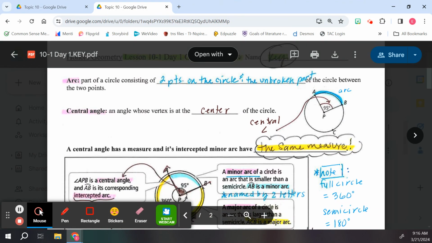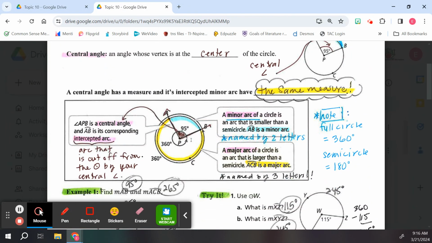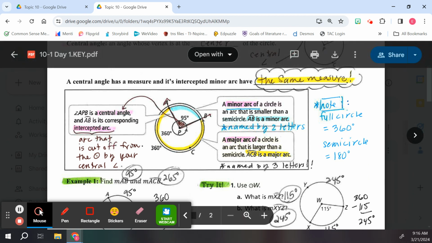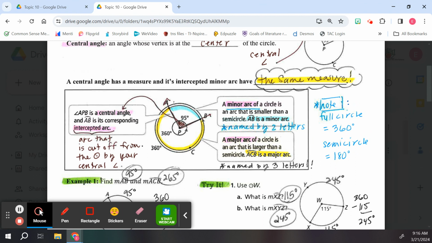Okay. So here's some information that is actually pretty substantial for you. Angle APB is a central angle, and arc AB is the corresponding intercepted arc. So here's AB. When we name arcs, we are literally talking about the direction. When I'm talking about arc A to B, I'm physically going from here, A to B. That is known as a minor arc because it is less than 180 degrees and it only needs 2 letters to name.